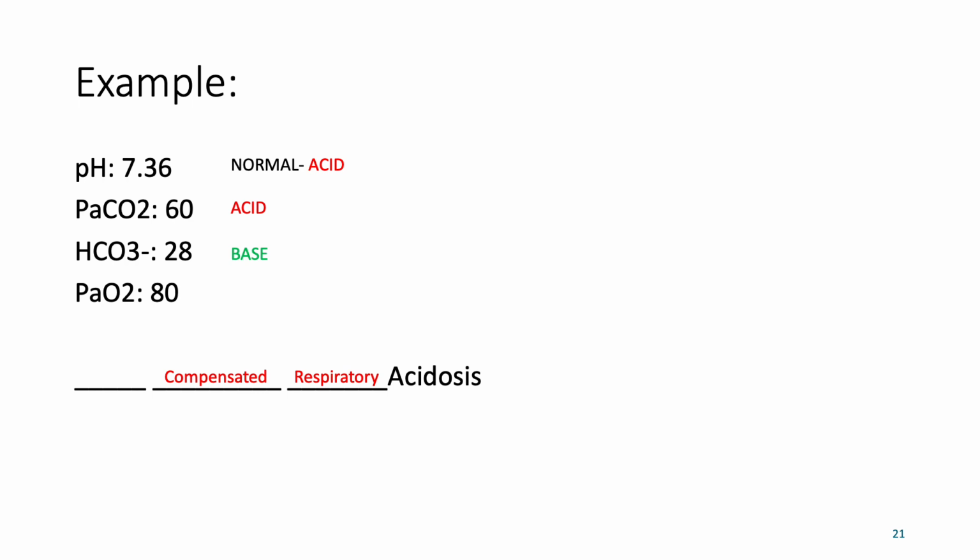Now the last question, I have to see if I have full or partial compensation. Well, because my pH is between 7.35 and 7.45, so technically normal, my kidneys have compensated. I have a fully compensated ABG. My pH is normal. So now I know we have fully compensated respiratory acidosis. And then always remember to check that oxygenation, which again in this case is normal and is not going to affect whether or not I have compensation or not.